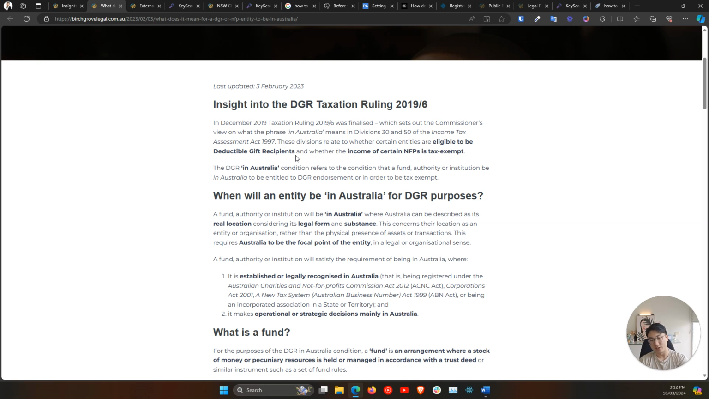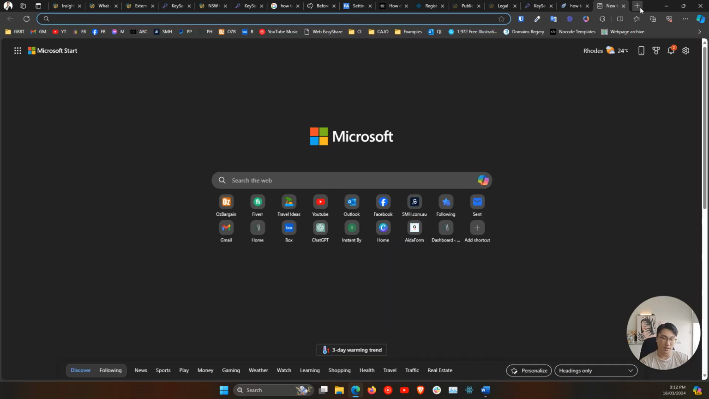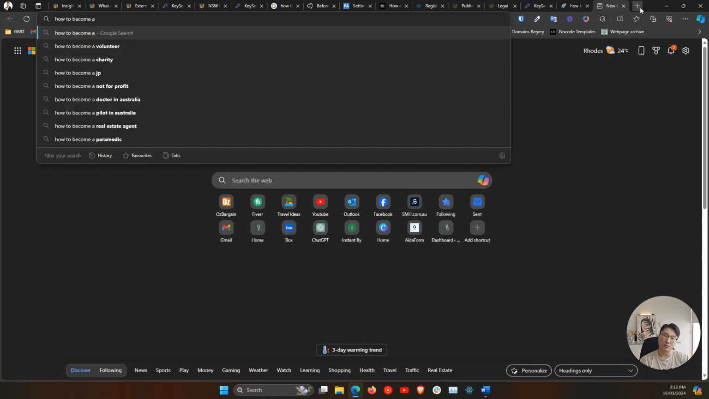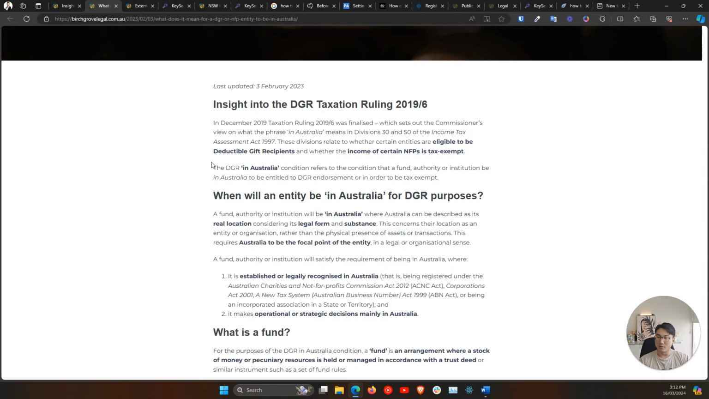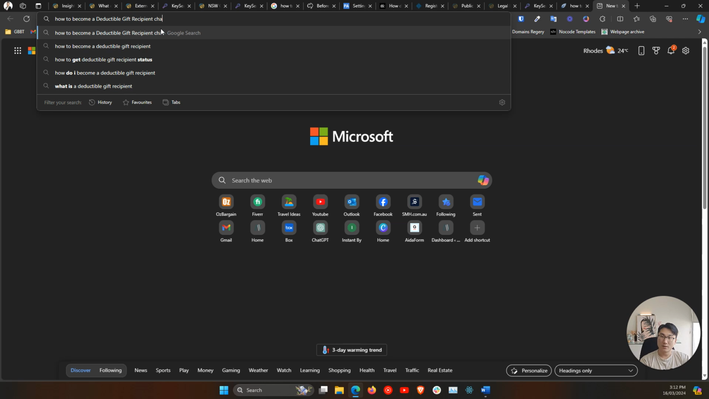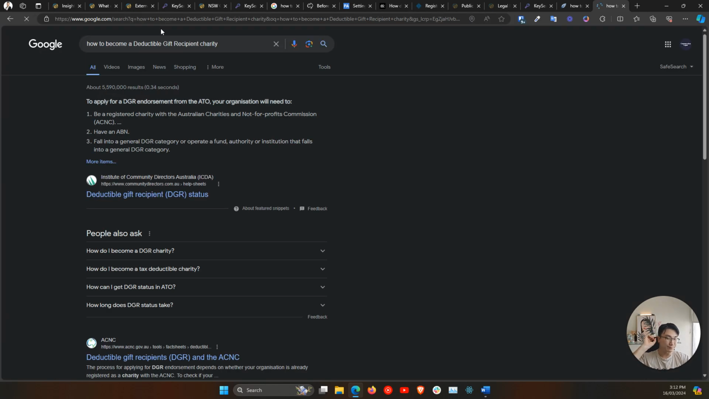So I'm assuming, as I understand it, it's really important for a charity or not-for-profit organisation to become a deductible gift recipient. And so that is a good topic to write about: how to become a deductible gift recipient as a charity. So let me just Google that. How to become a deductible gift recipient charity. Let me just Google that.